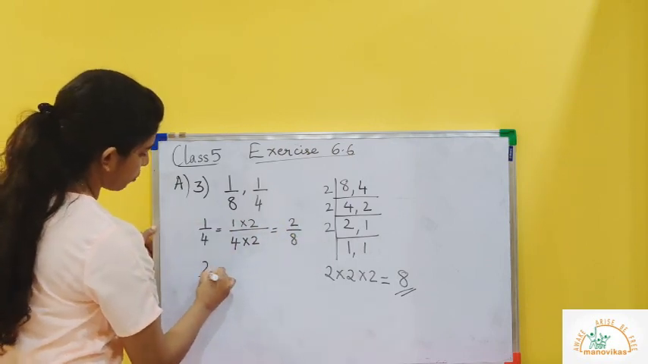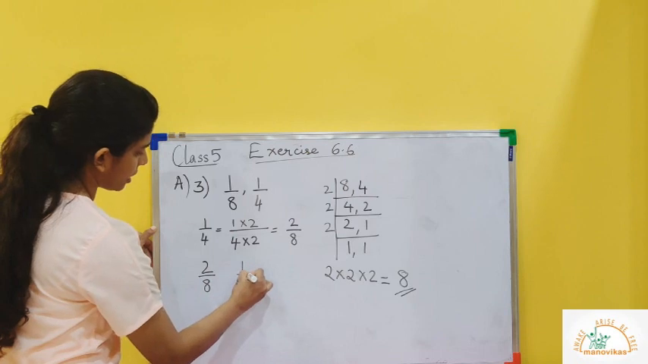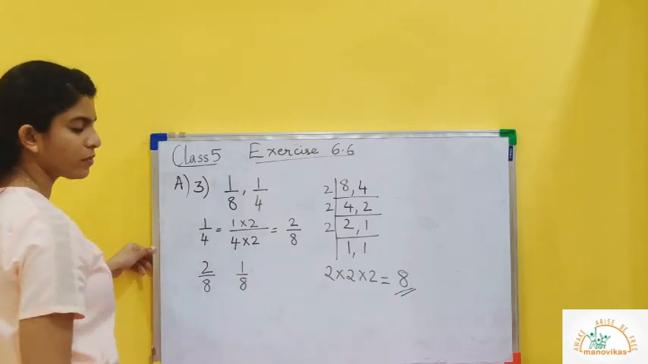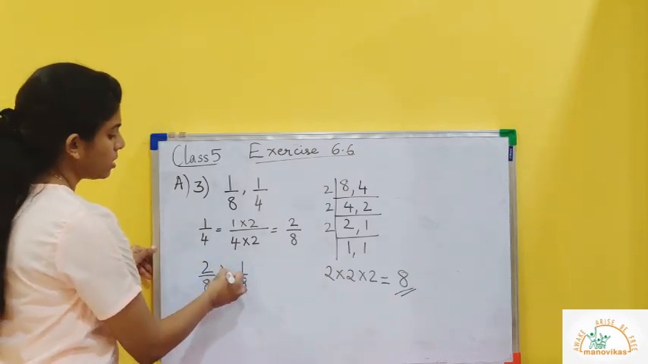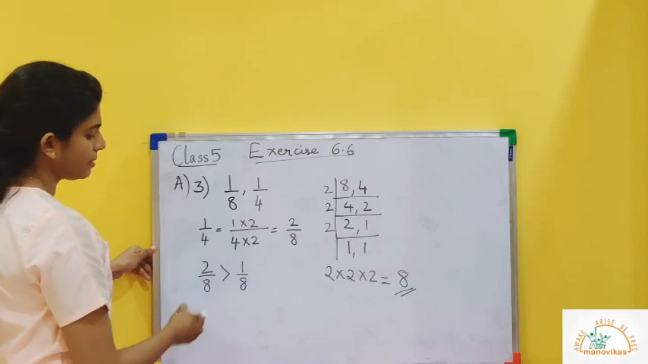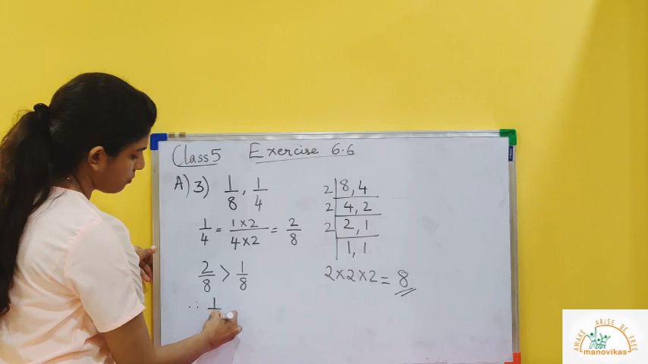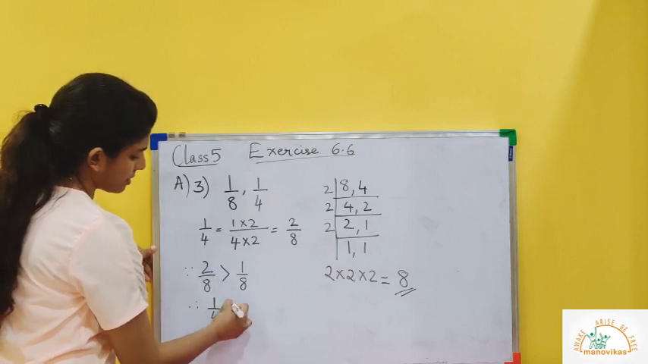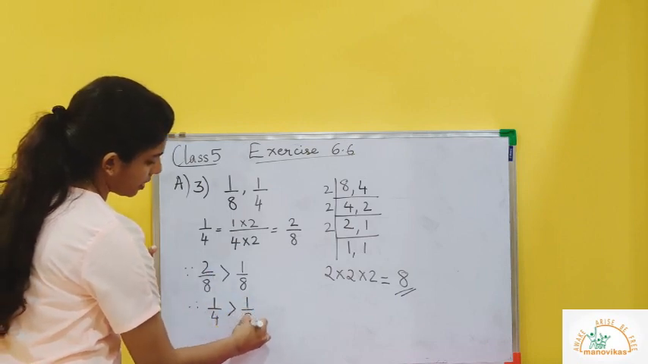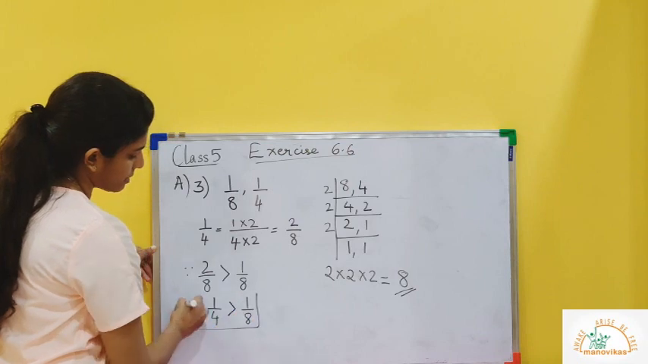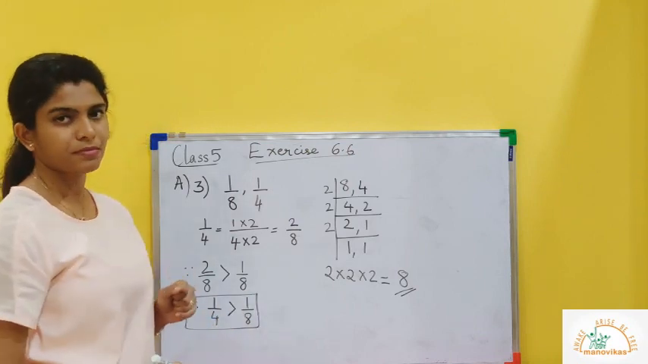Now I will write 2 upon 8 and 1 upon 8. Tell me students, which one is greater? Yes. 2 upon 8 is greater than 1 upon 8. Therefore, 1 upon 4 is greater than 1 upon 8. Alright, this is my answer.